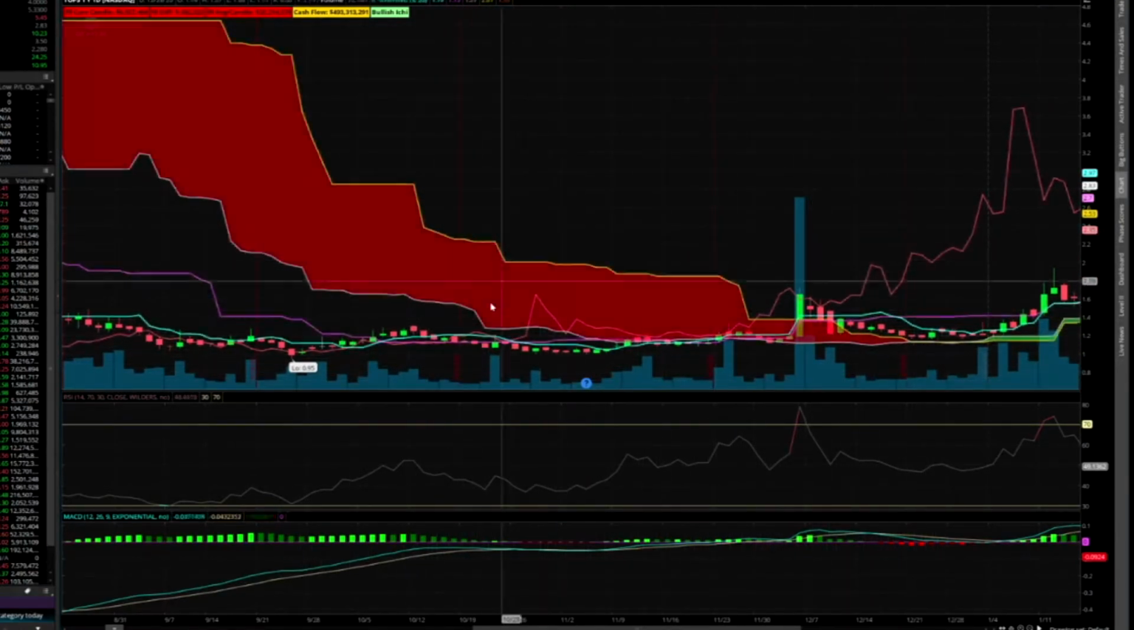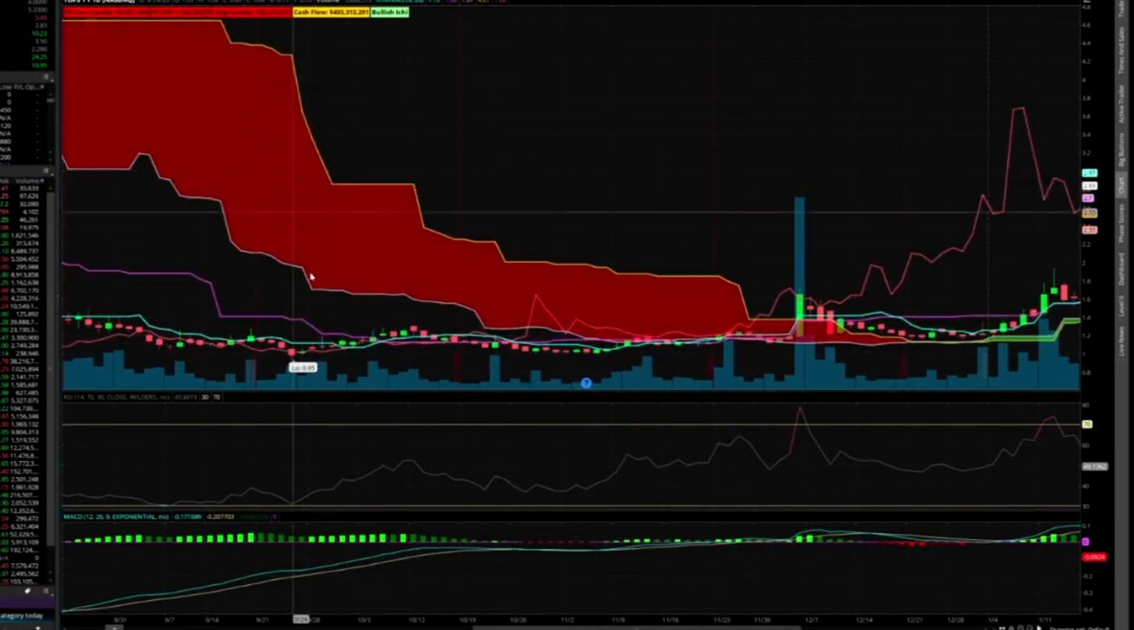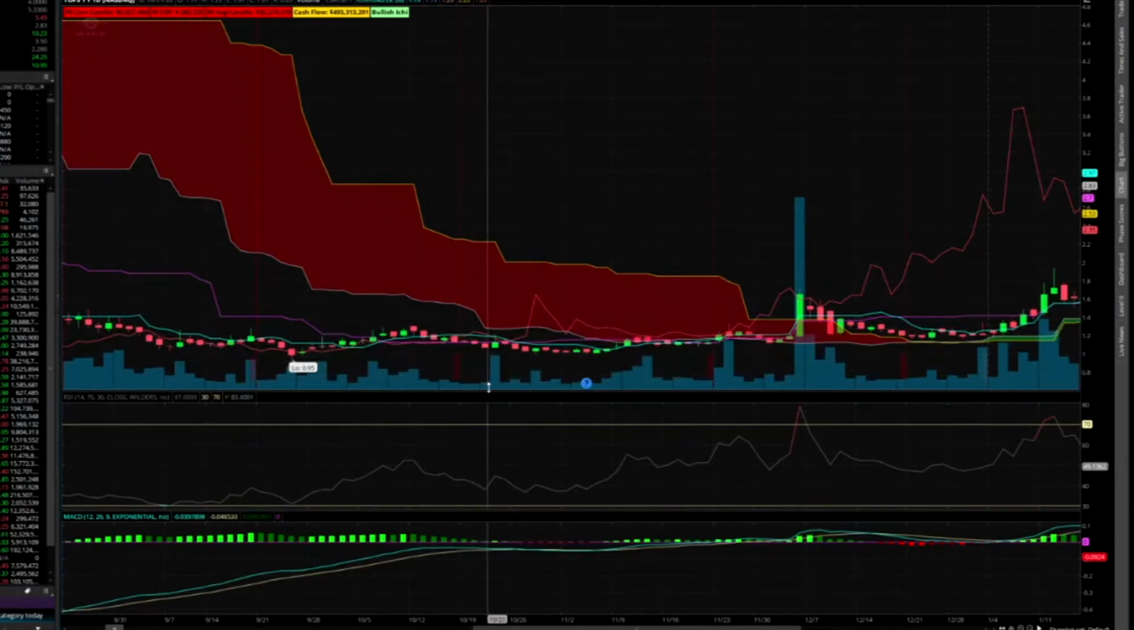Yeah, so this stock would not be optimal for using the Ichimoku cloud as an indicator because it doesn't have any trending action, price action. So you want to use this indicator for stocks that actually have trending action.